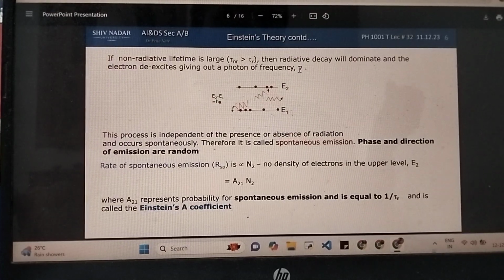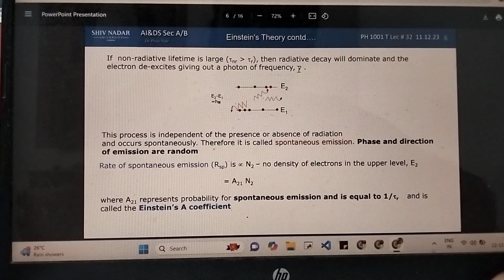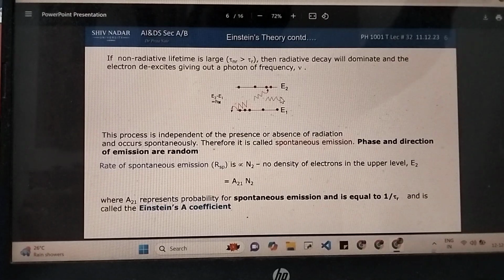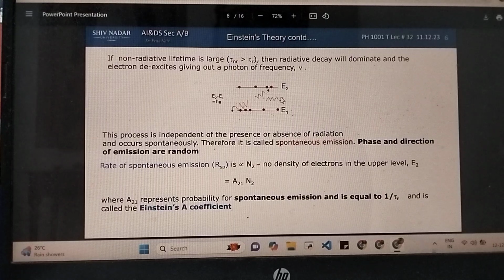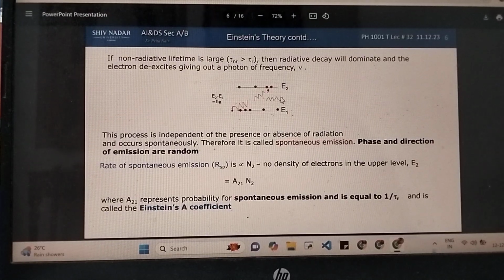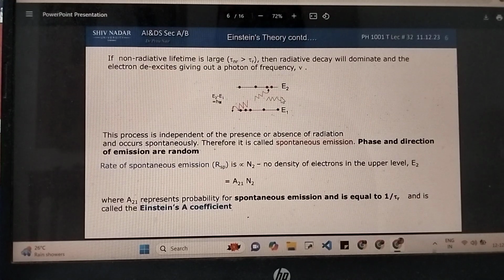The photon has energy equal to h nu and frequency nu, where h nu is the difference between the levels E2 and E1. So this electron which is going from the higher level to the lower level will keep whatever energy it requires to remain in E1, and the extra energy it emits. And this emission happens without any incident radiation or any human intervention, any energy being given from our side, which is why it is called spontaneous emission. So an important characteristic of spontaneous emission is that the phase and direction of emission are random.